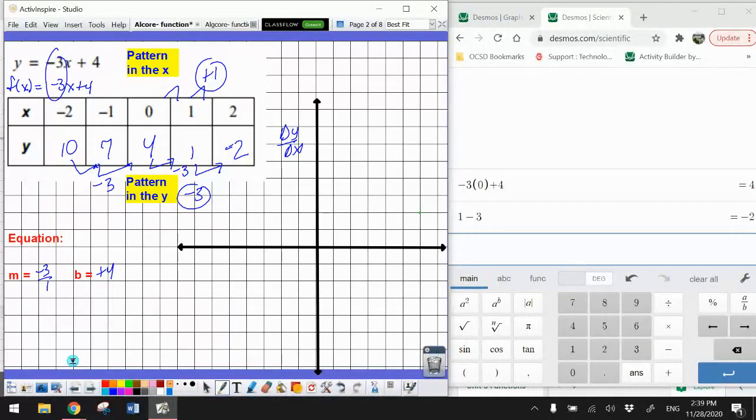Let's go ahead and graph these points. So negative 2, 10. So negative 2 on the x, and up 1, 2, 3, 4, 5, 6, 7, 8, 9, 10. And negative 1, 7, and 1 to the left, 1, 2, 3, 4, 5, 6, 7. 0, 4 puts me here, 1, 1, and 2, negative 2 is going to put me here. And this is obviously a line, okay? It's obviously a line.